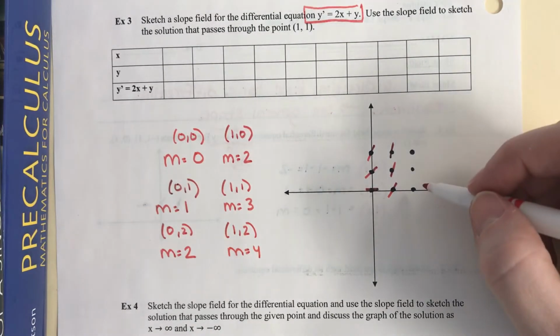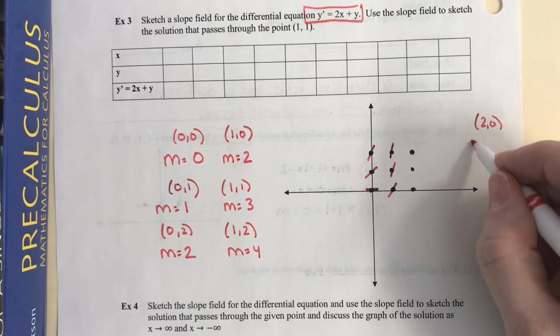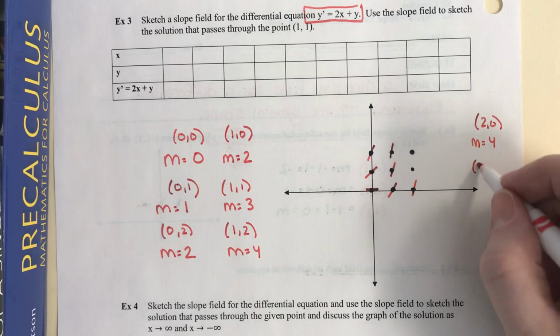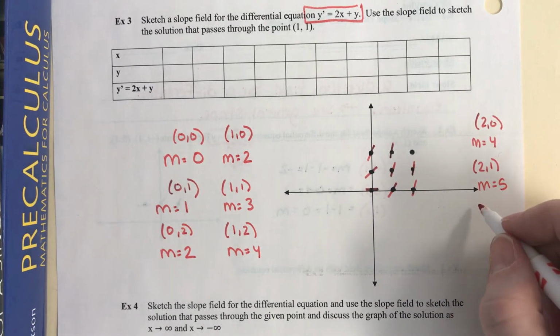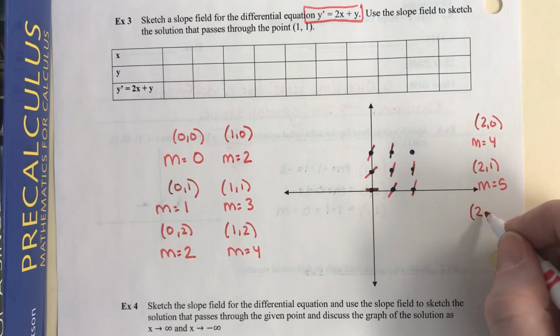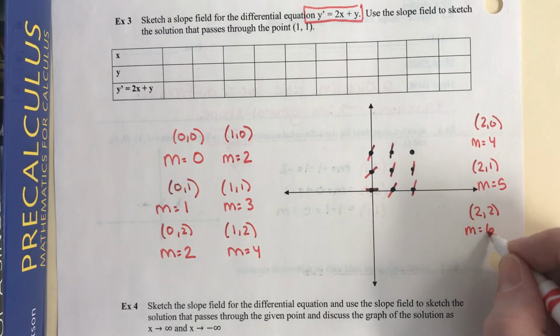Okay, the next 3 points I'm going to check. I've got 2, 0. That slope gives me 4. 2, 1. They're just going to get steeper and steeper, so that slope gives me 5. And at some point it's going to be pretty hard. If you just draw a steep positive line, then you'll get full credit. So next one is 2, 2. That slope gives me 6.